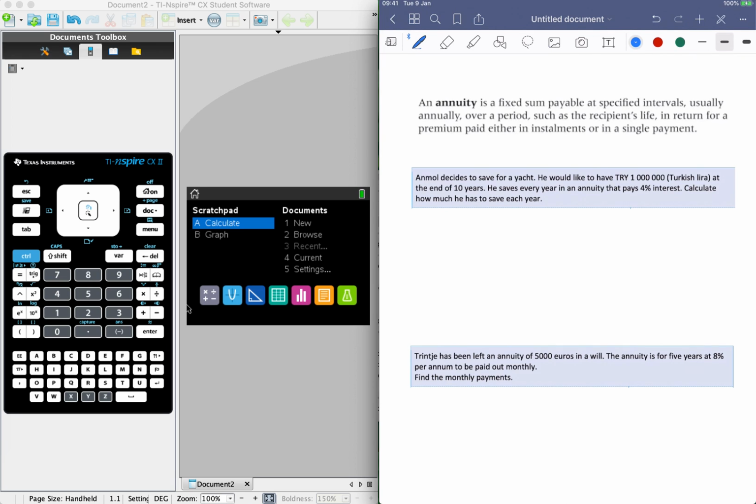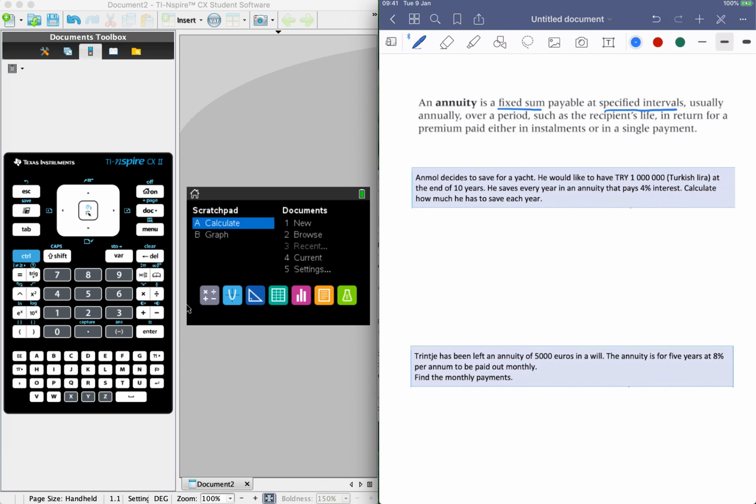We've got a fixed sum payable at specified intervals, usually annually over a period such as the recipient's life, in return for a premium paid either in instalments or a single payment. So a little going on, but it's the fixed sum at specified intervals that I would concentrate on. I think it's worth delving into a question and then looking back and seeing that that makes sense.